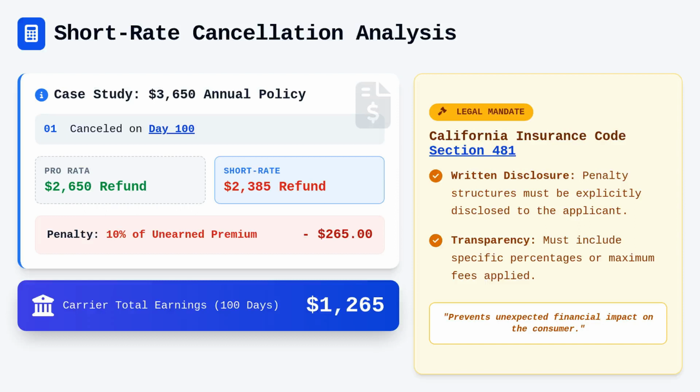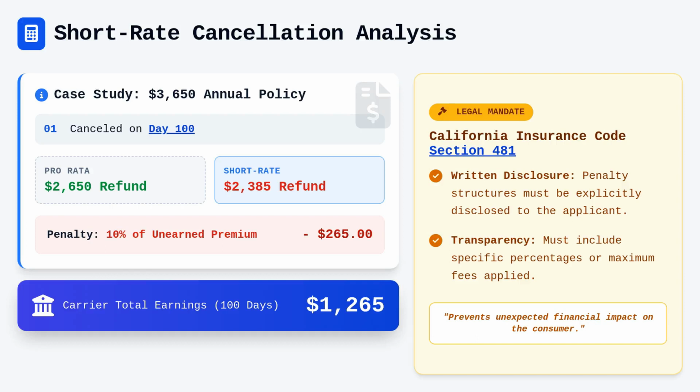The financial reality of a short rate cancellation can be illustrated by applying it to that same $3,650 annual policy canceled by the insured on day 100. Under a pro rata calculation, the return premium would be $2,650, but a standard 10% short rate penalty changes this outcome completely. The insurer calculates 10% of the 265 days of unearned premium, which amounts to a $265 penalty that is subtracted directly from the refund.